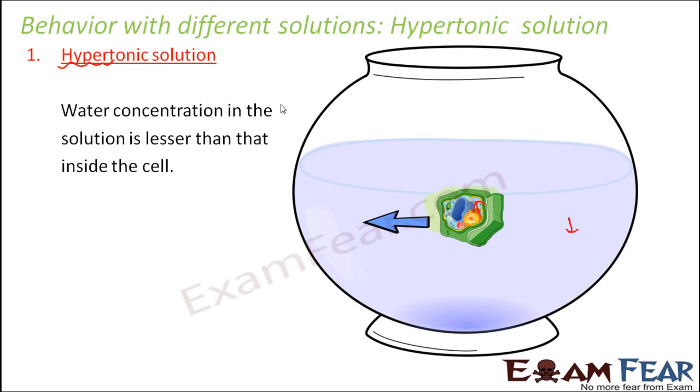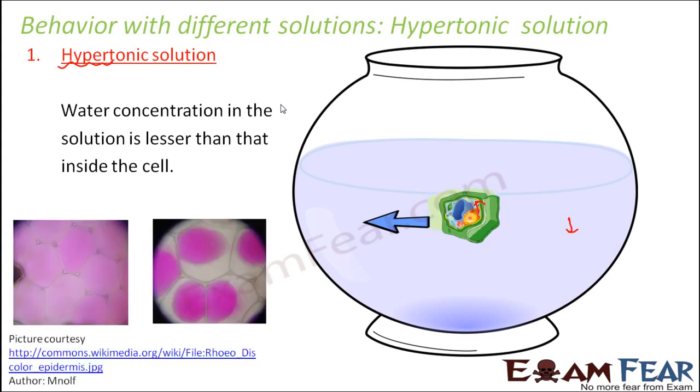So water moves into the extracellular fluid, and this causes the protoplast to shrink and go away from the walls, and this results in a separation between the cell wall and the cytoplasm. So this is how it behaves in a hypertonic solution.